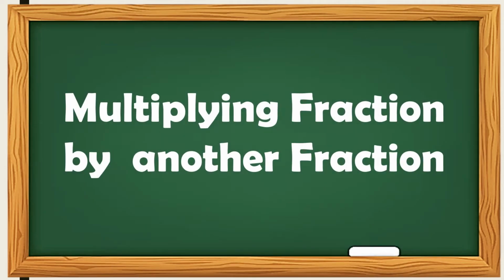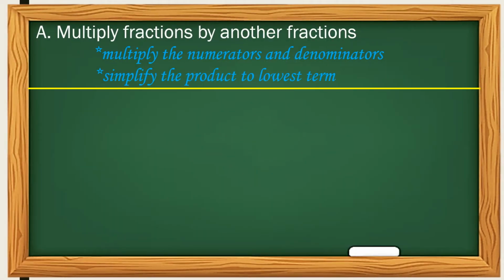So, uunahin kong ipapaliwanag ang multiplying fraction by another fraction. Multiply fraction by another fraction, kailangan nating sundin itong step na to. Una, multiply the numerators and denominator. Pangalawa, simplify the product to lowest term. So, umpisahan natin sa example na to. 4 over 7 or 4 sevenths times 4 over 5 or 4 fifths is equal to.